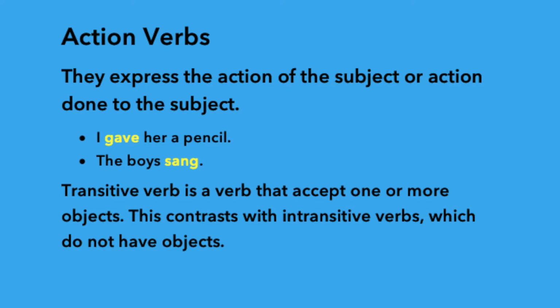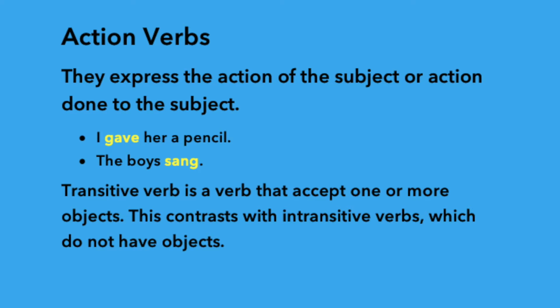Action verbs express the action of the subject or action done to the subject. For example, I gave her a pencil. Here, gave is the action verb. The boys sang. In this sentence, sang is the action verb. Note that an action verb can be transitive or intransitive.